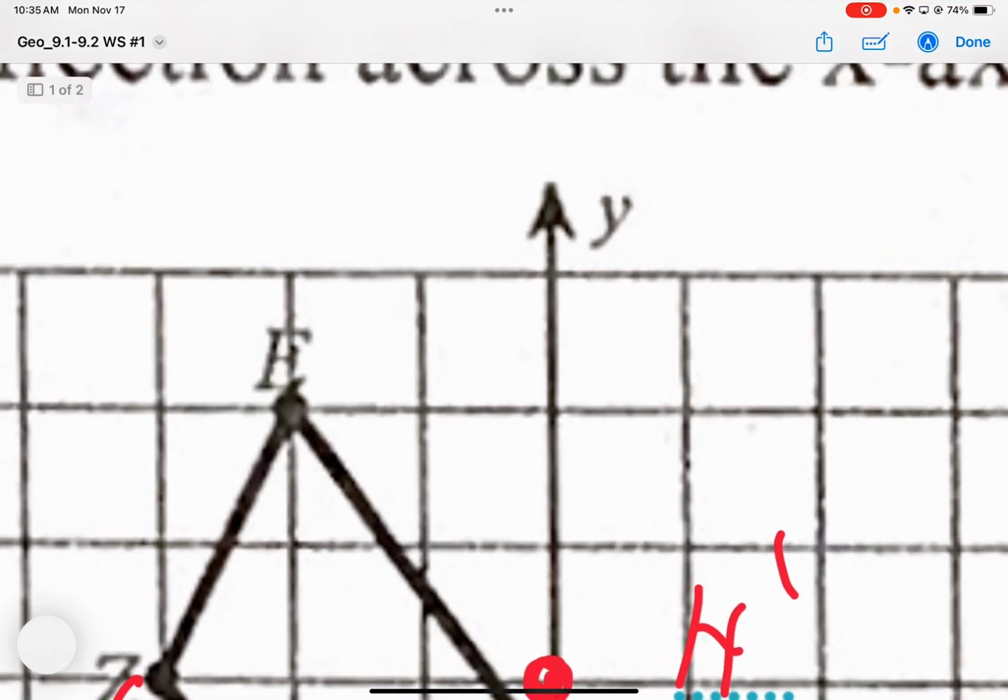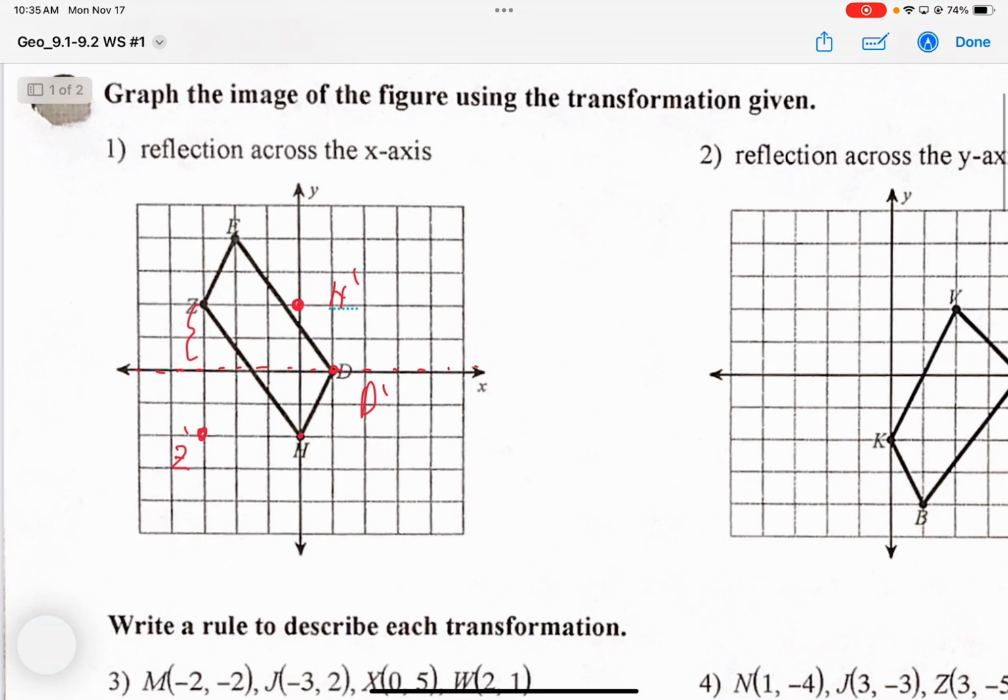And then is this an E or an F? I think it's an E. So I go 1, 2, 3, 4 down. So it's going to look like this. And then this is going to be my object reflected over my x-axis. So that's one way. You've got to be comfortable doing it.